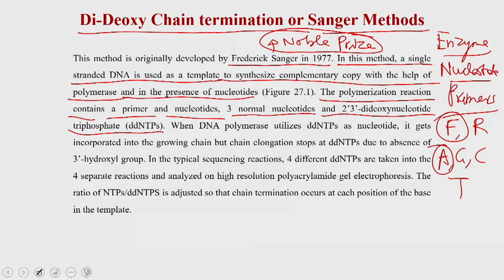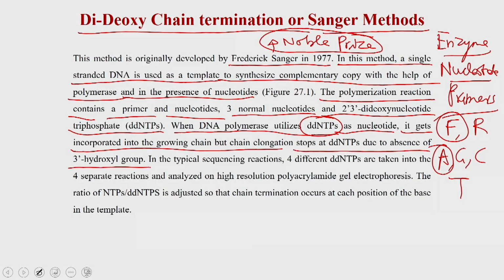fourth nucleotide. So what will happen is, when the DNA polymerase utilizes the dideoxynucleotide, the dideoxynucleotide does not have the 3' hydroxyl group, so it just blocks the growing chain. That's how, as soon as the DNA polymerase utilizes the dideoxynucleotides, it causes chain termination due to the absence of the 3' hydroxyl group.